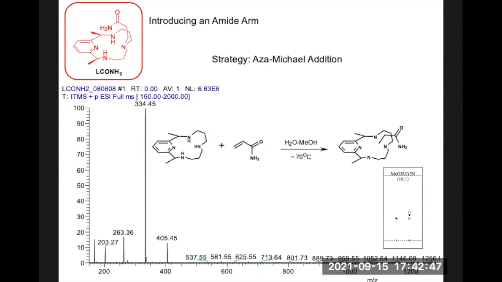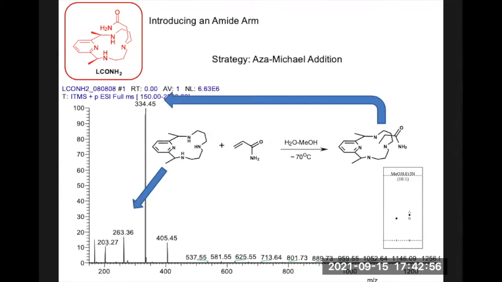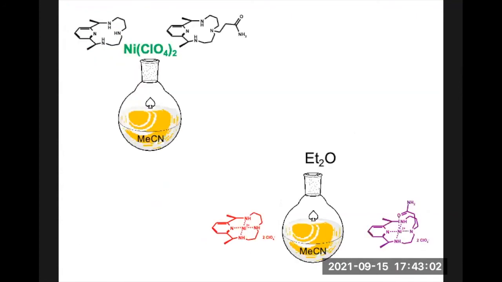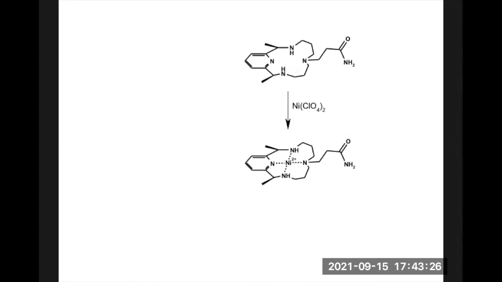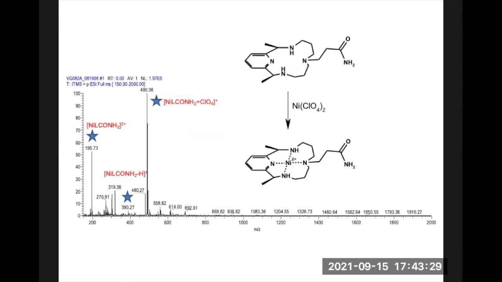The same aza-Michael addition is applied to introduce the amide arm. However, in this case, two alkylated products were formed based on TLC and mass spec. Fortunately, the mixture can be cleaned by complexation with nickel and adding diethyl ether to the mix. Through selective precipitation, the target nickel complex can be precipitated out of solution, leaving the impurities behind. Again, this can be verified by mass spectroscopy.